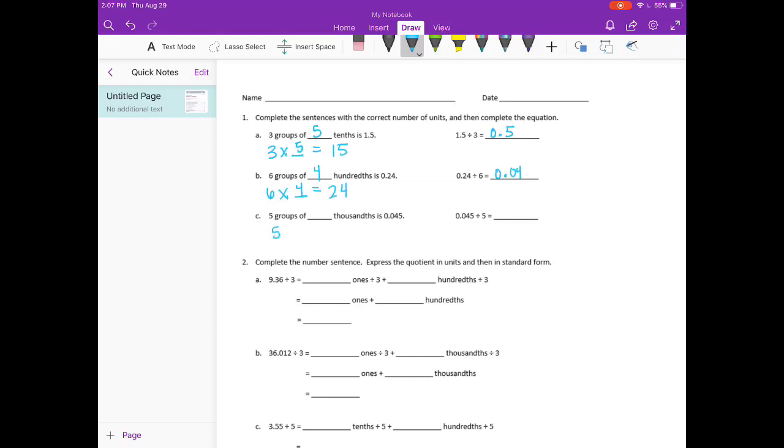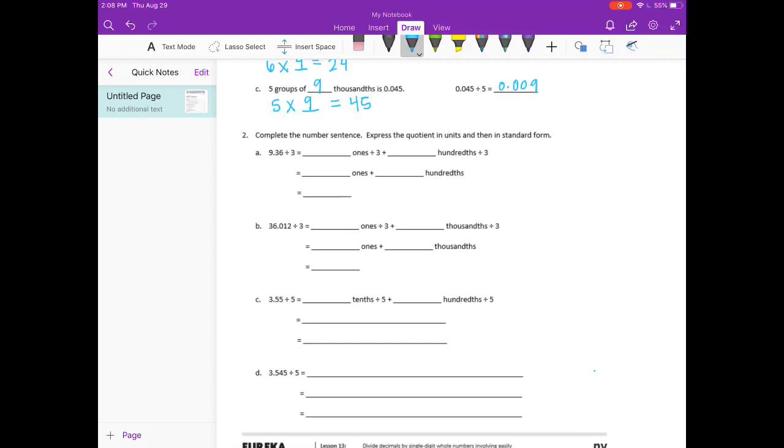5 groups of, so 5 times what is equal to 45 thousandths. So 5 times 9 equals 45, so this would be 9 thousandths, and 45 thousandths divided by 5 is 9 thousandths. Number 2, complete the number sentence. Express the quotient in units and then in standard form.